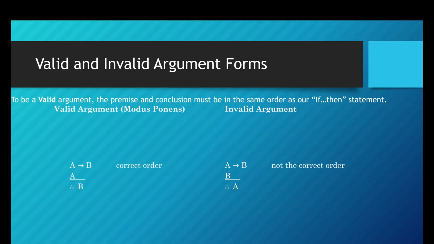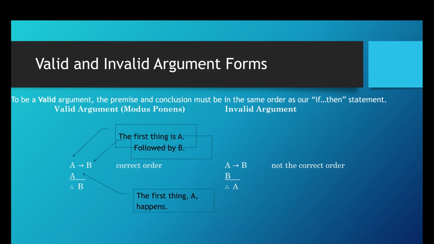So a valid argument follows this correct order: A to B, A happens, therefore B. An invalid argument follows this order, A to B, but then, whoops, instead of A, we put B down, and then A is not the correct order. So a valid argument has the same order for this part as for this initial if-then statement. So the first thing's A, followed by B.